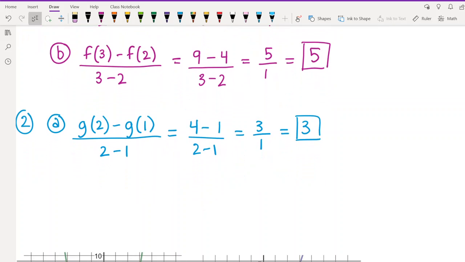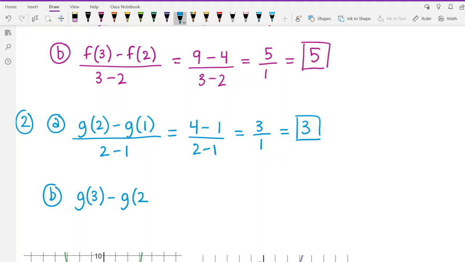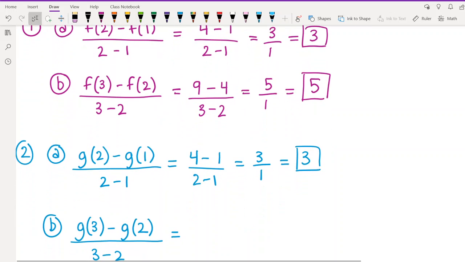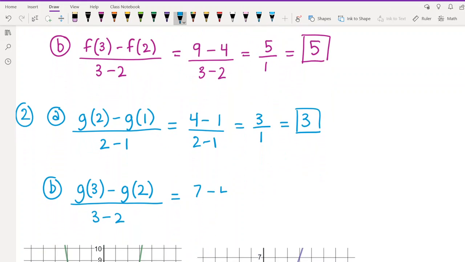Okay, the last one is the same linear function, but now from 2 to 3. So g of 3 minus g of 2 over 3 minus 2. What do we get when we plug 3 into this function? We get 3 times 3 is 9, minus 2 is 7. So 7 is our value for g of 3. And g of 2, we already did above, right? We got 4. So 7 minus 4 divided by 3 minus 2 is 3 over 1, which is 3.